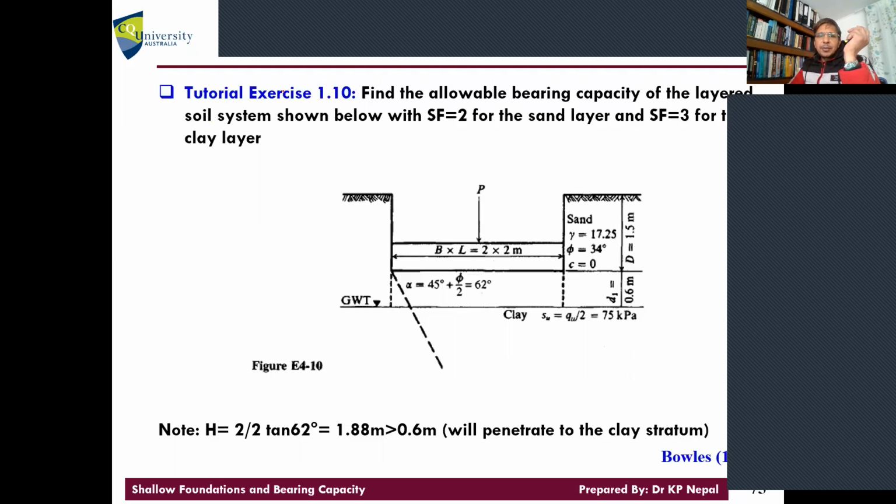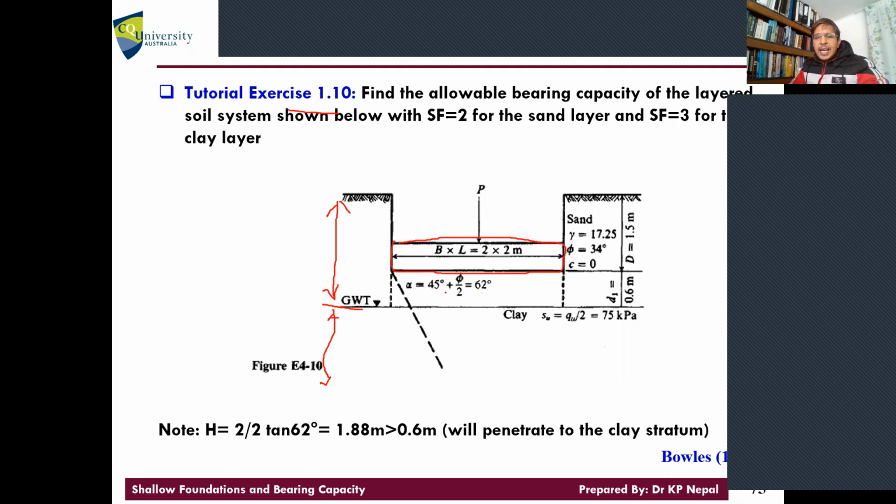So let's say this is tutorial problem 110, and this is the case. Can I explain the case now? Above is the sand layer, and below is the clay layer. All right, so first thing you need to do, you put the foundation here. Just draw the foundation where that is.